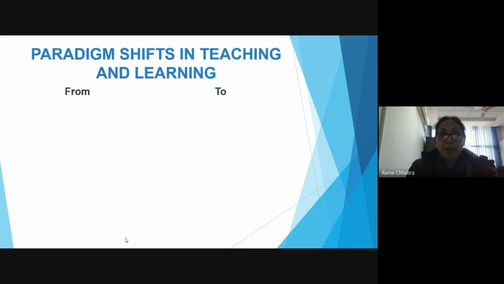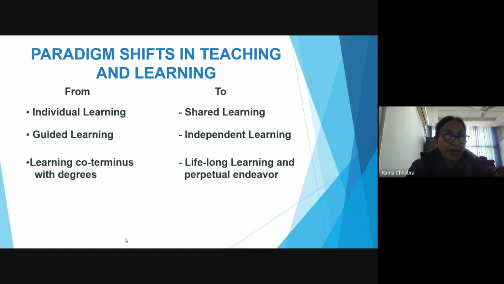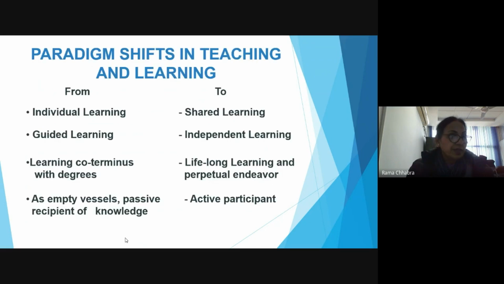Next, there are paradigm shifts in teaching and learning. There is a paradigm shift in the content as well as the delivery mechanism. There is a shift from traditional teaching to the facilitation of learning. I think I had talked about this in my earlier session also, when I was talking about understanding learning and understanding the learning styles. So, on the part of the learner, now there is a shift from individual learning to shared learning. More emphasis is on group based learning, guided learning to independent learning.